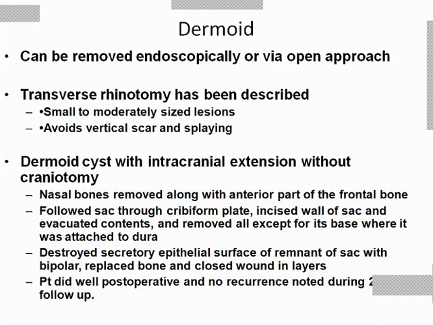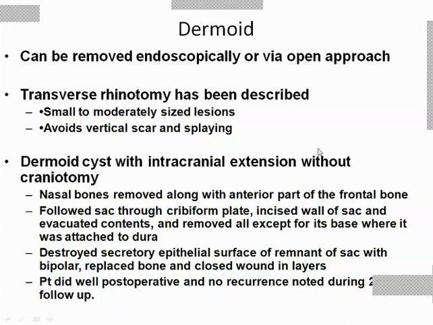Then it has to be corrected. Dermoids with intracranial extension without craniotomy: one has to remove the nasal bones along with the anterior part of the frontal bone, followed by the sac with the cribriform plate, that is the intracranial extension. A neurosurgeon has to come into action. Along with neurosurgery and plastic surgery, they can both remove it and then reconstruct the entire nose after repair.